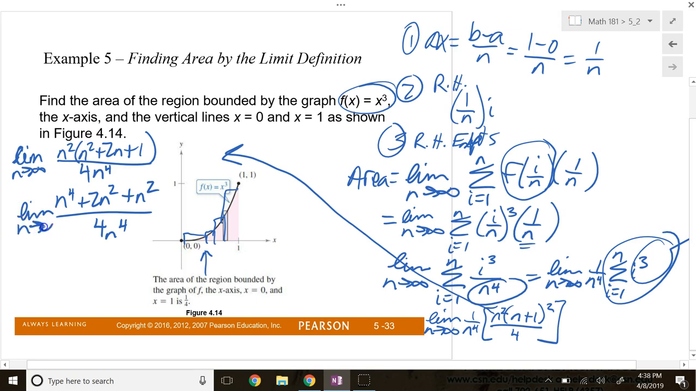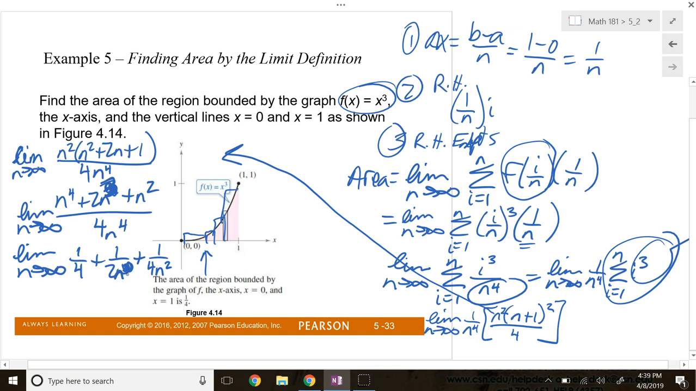Limit as n goes to infinity. Well, this is n to the 4th over 4n to the 4th, which is 1/4. This is 2n to the 3rd over 4n to the 4th, which is 1 over 2n. This is n squared over 4n to the 4th, so 1 over 4n squared. Oh, I'm sorry, that's a 2n right there, so that's n to the 3rd over 2n. Gosh, that's a 3. What am I doing? It's a 3. That means that's just a 1.